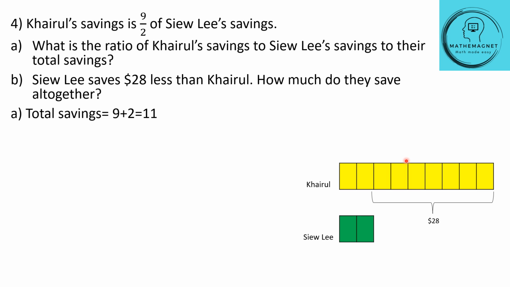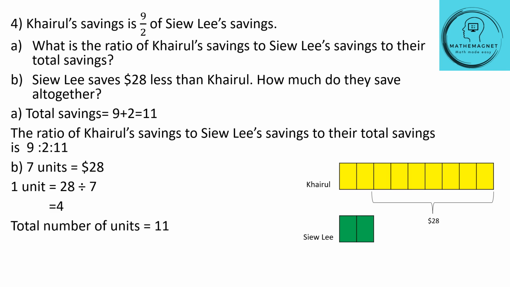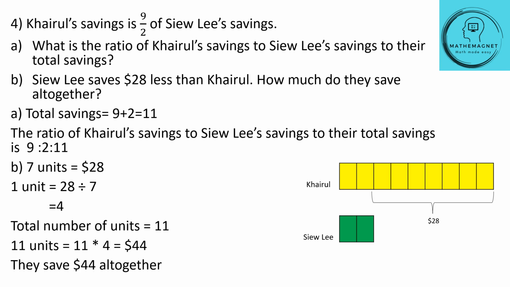We know total savings is 9 units plus 2 units, which is equal to 11 units. So the ratio will be 9 is to 2 is to 11. Question B, we already know 7 units is $28. So 1 unit will be 28 divided by 7, which is equal to 4. So total number of units we know is 11. So 11 times 4 is $44. So they both save $44 altogether.